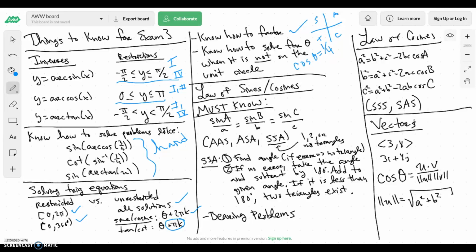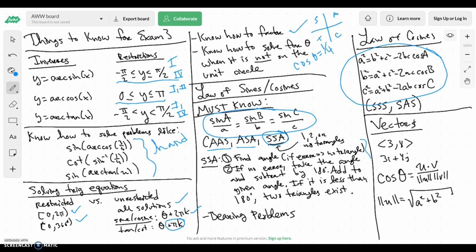Okay, law of sines and cosines. Make sure that you know this formula. This formula is very simple. Sine A over a equals sine B over b equals sine C over c. Also know the law of cosines formula. Okay, those are not that hard to memorize. Law of sines, you use it when you have angle, side, angle, or side, angle, side, angle. Remember that when you have this case, you can either have 1, 2, or no triangles.